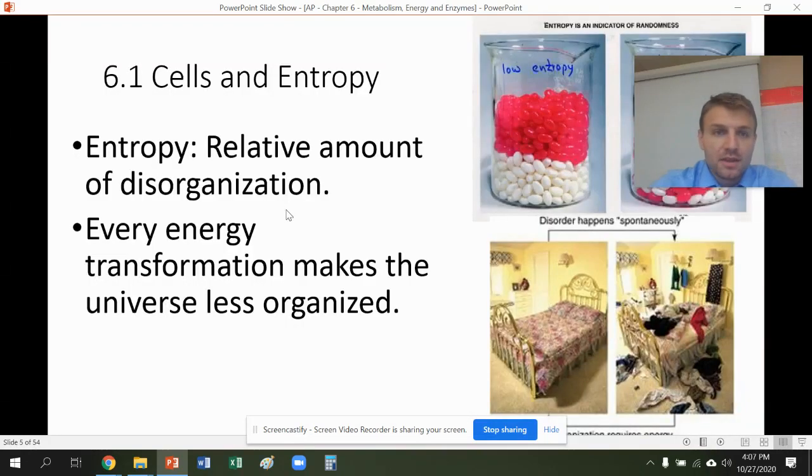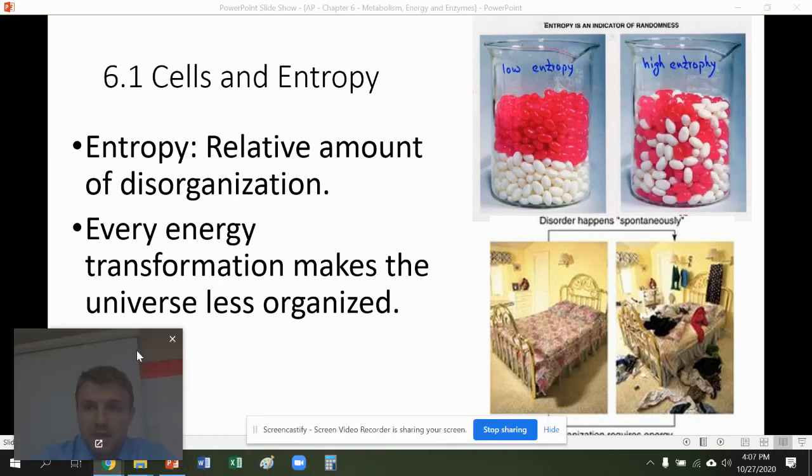One vocab word that is also covered in this section is entropy. This is just the relative amount of disorganization. With entropy, even though you start out with low entropy, you're eventually going to have high entropy, which means more disorganization. I like to relate this to your bedroom. Even though you might clean your bedroom, there's no way that bedroom is ever going to be as clean as it was once time moves forward. You can see here entropy always increases in a system.